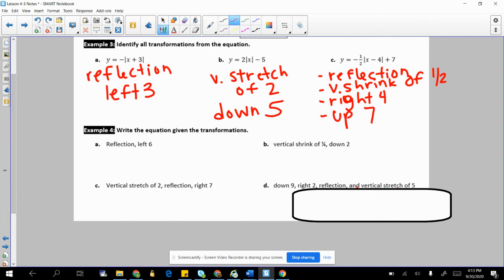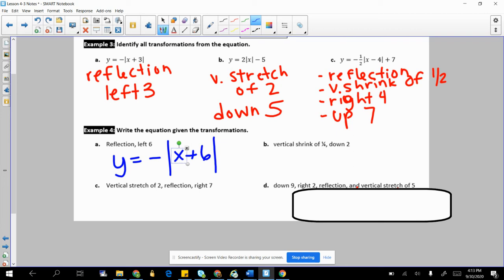Okay, then opposite way here, now we are given the transformations and we have to come up with the equations. So first one, A, should look like y equals, the reflection tells me there's going to be a negative, and then if we want to move to the left 6, that's going to have to be inside the absolute value bars and x plus 6.